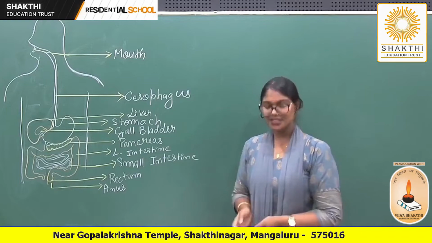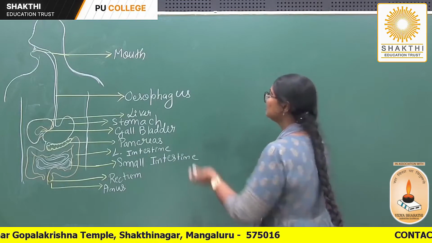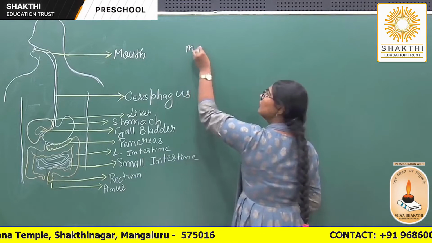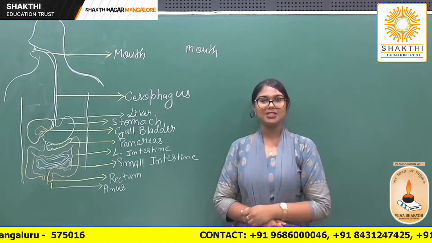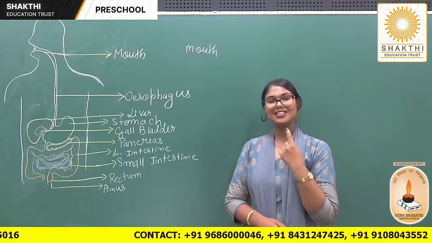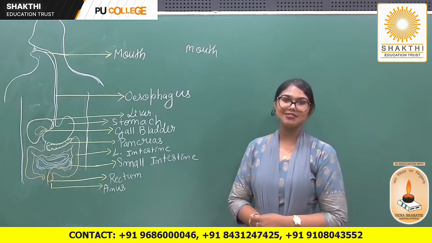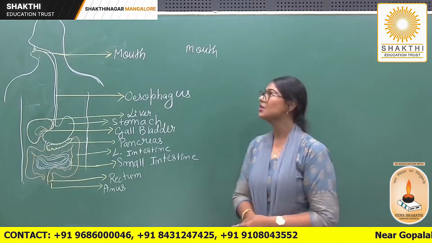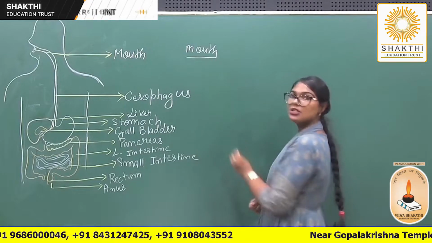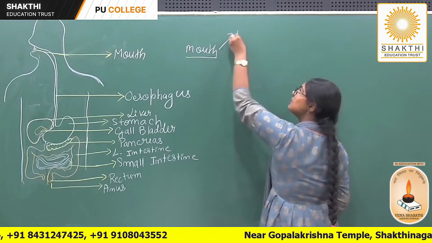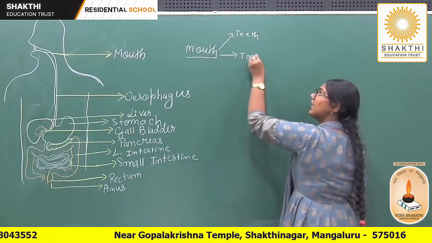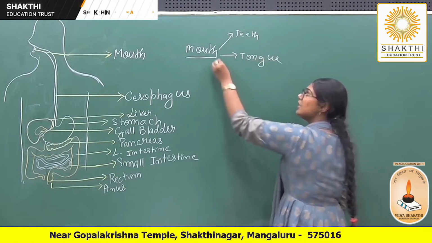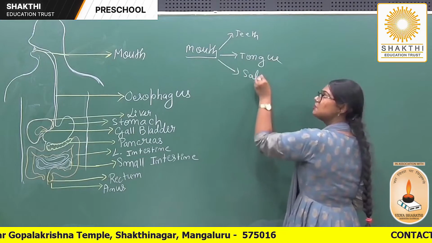The digestion starts with mouth in humans. So we have the mouth. Now the mouth is made up of three parts. Which are they? The teeth, the tongue and salivary glands. Very important. So when I say about mouth, you're supposed to mention all the three parts: teeth, the tongue and the salivary gland. Next, you state what is the function of each part.